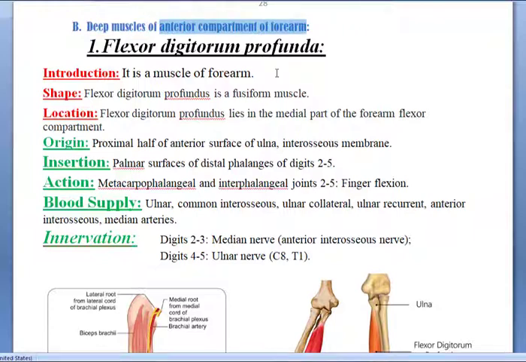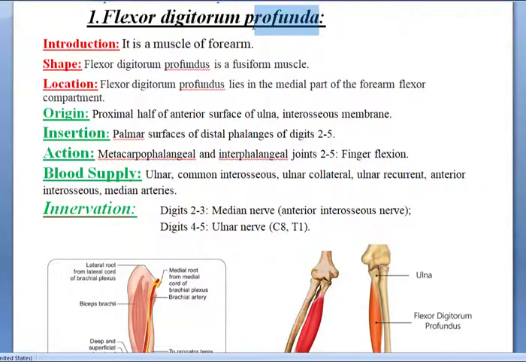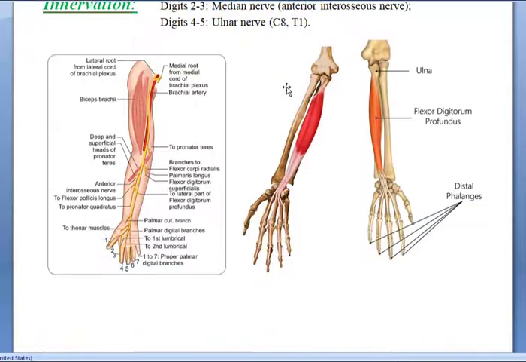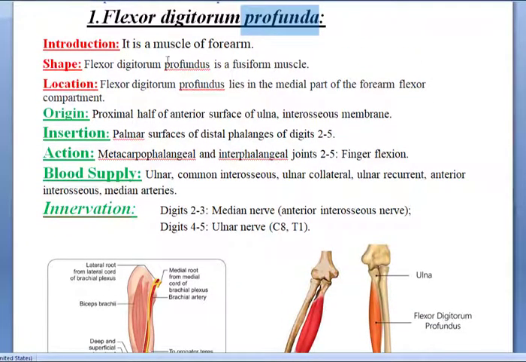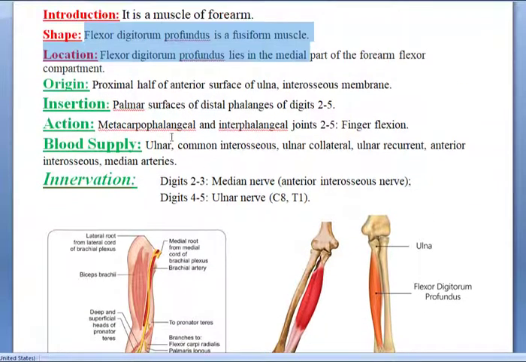As you know, all the anterior compartment muscles are flexors. Now the first muscle is the flexor digitorum profundus. Flexor means it will cause flexion, digitorum means it will go to the digits, profundus means it is deep. Look, it's a muscle of the forearm. Flexor digitorum profundus is a fusiform muscle. You can see here, right? It lies in the middle part of the flexor compartment and is a deep muscle. Flexor compartment means anterior compartment.